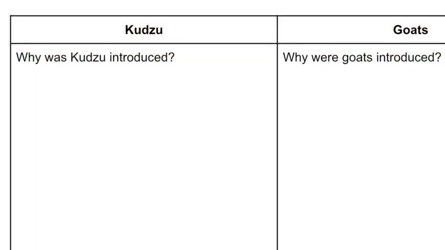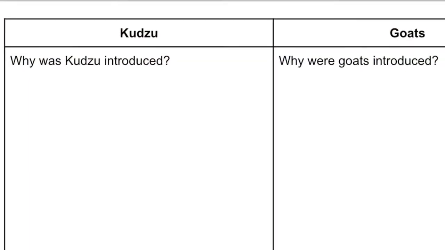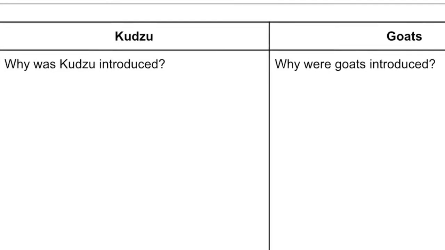So now I want you to open the document that you have that is called Goats and Kudzu, okay? And I want you to go to the column that says Kudzu, which is the first column, okay? Let me show you that document. So I want you to answer that question, okay? Take a minute or two, well, maybe a little bit longer.